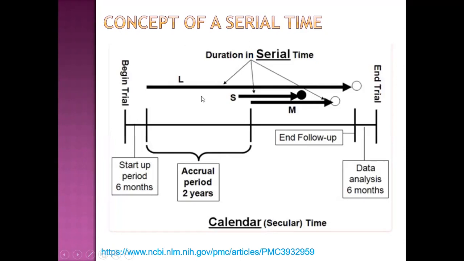This is the concept of serial time. After the start of observation of a particular individual, the time till an event happens or censoring, whichever occurs earlier, is known as serial time. So this is the serial time of a patient who survived for a longer duration. This is the serial time for patients who survived for a shorter duration. And this is the end of the study period. If the event does not happen till this time, then there is censoring of data.